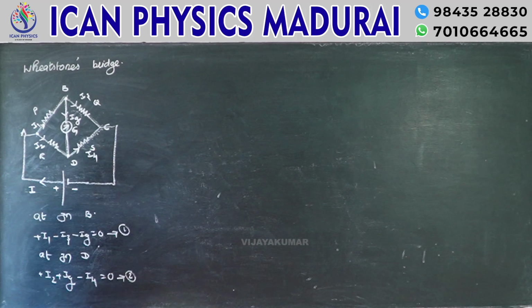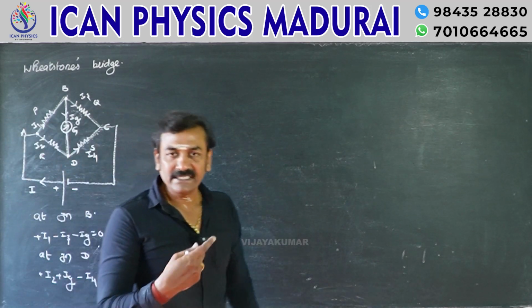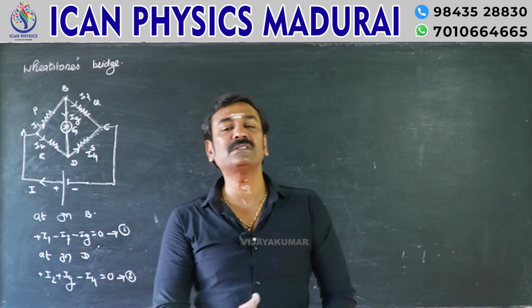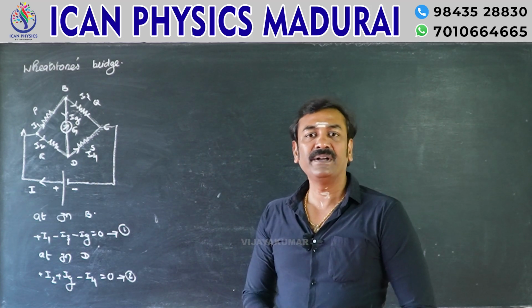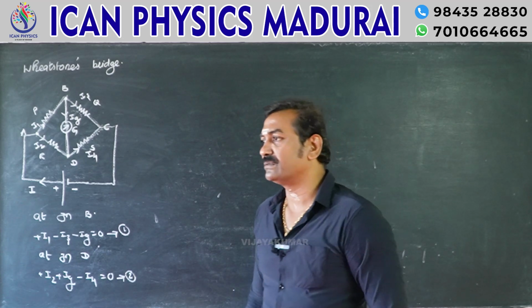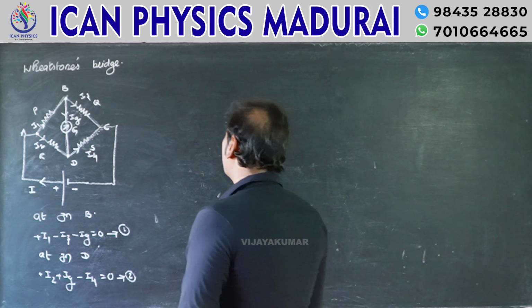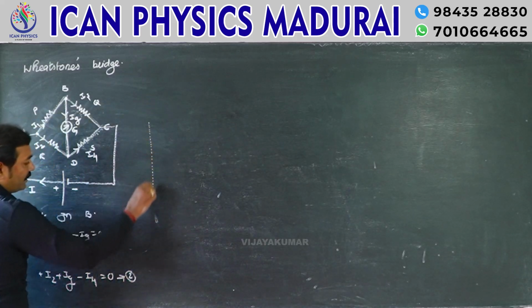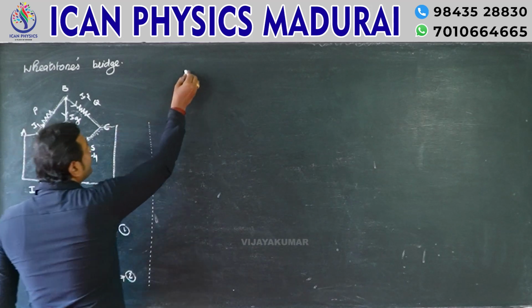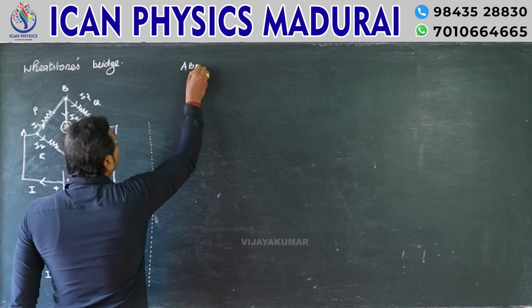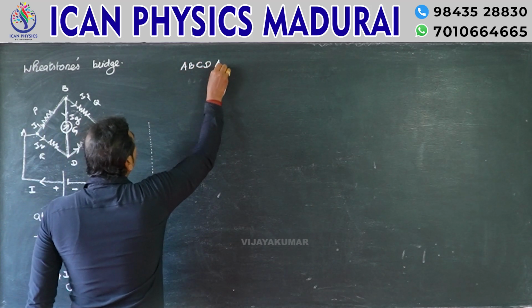Now we are going to take Kirchhoff's second rule. What is Kirchhoff's second rule? The algebraic sum of the products of current and resistance in each part of any closed circuit is equal to the algebraic sum of EMF in that closed circuit. So I want to take a closed circuit. What is the closed circuit? A, B, C, D, A.